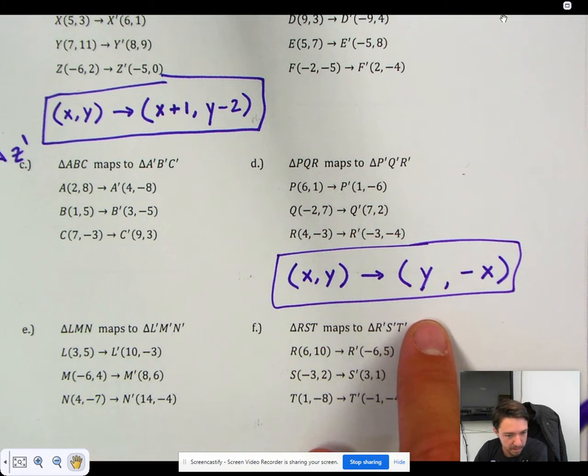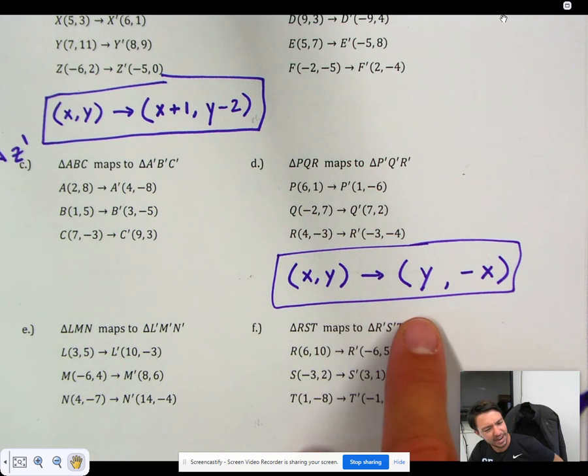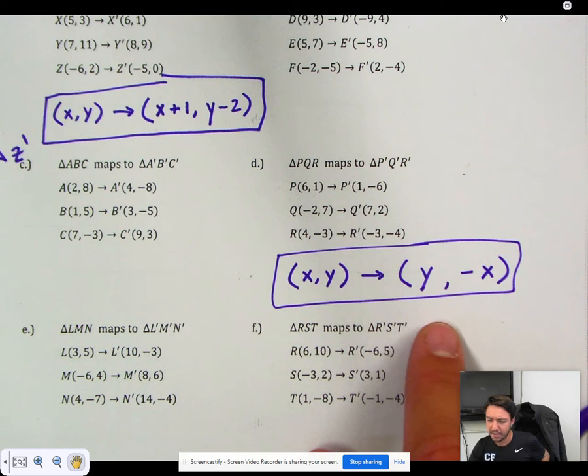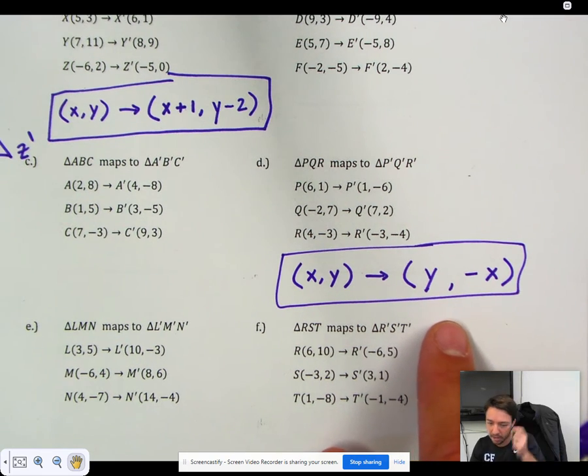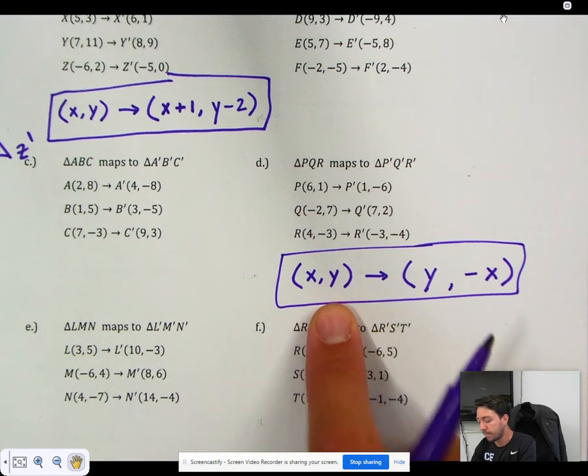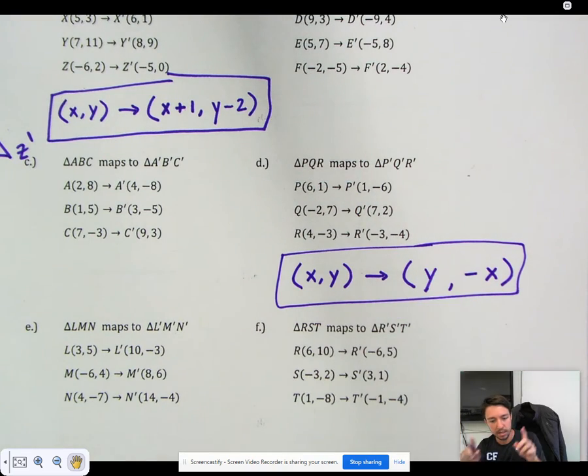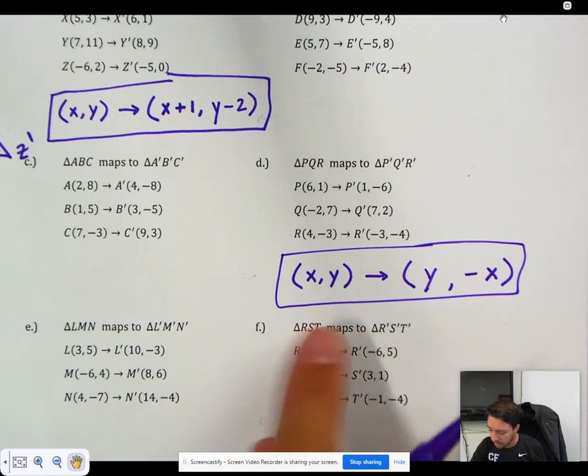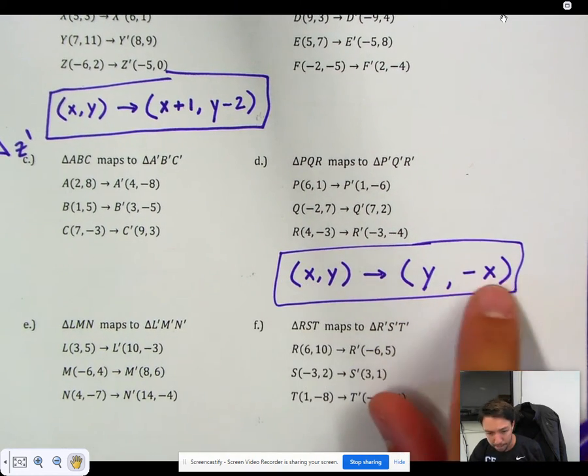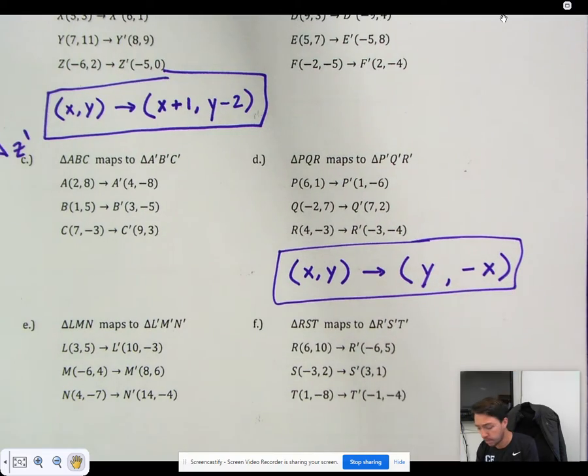So this one usually confuses people. So don't feel bad if you're finding it a little confusing at first. You might have to think about this one for a while before it really kind of clicks in your mind. But this transformation is swapping the x and the y values and then turning that original x value opposite to what it used to be.